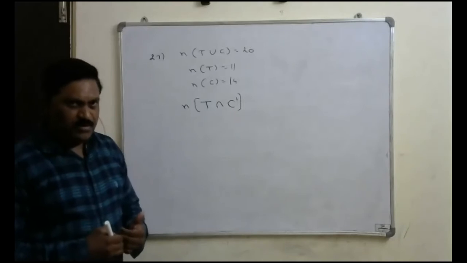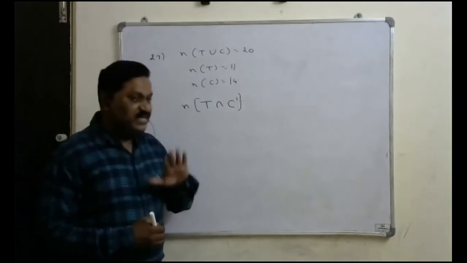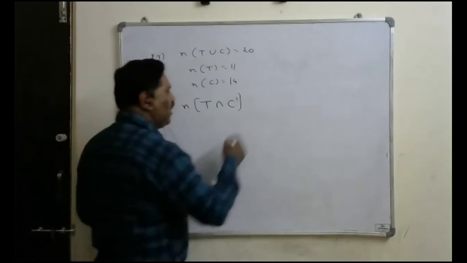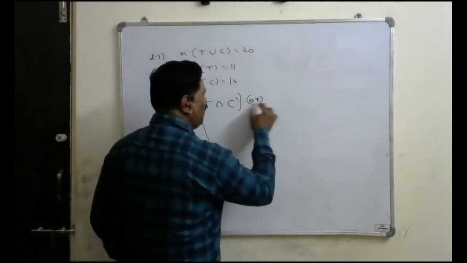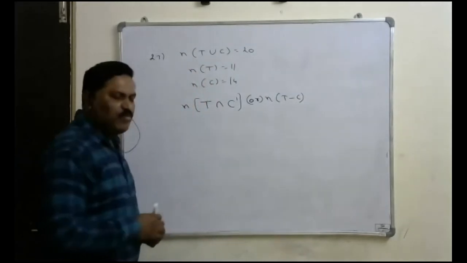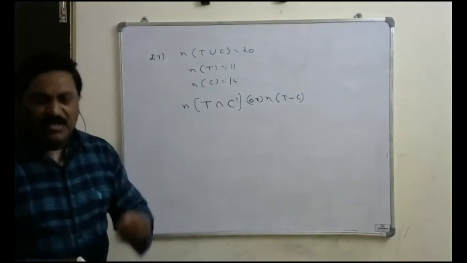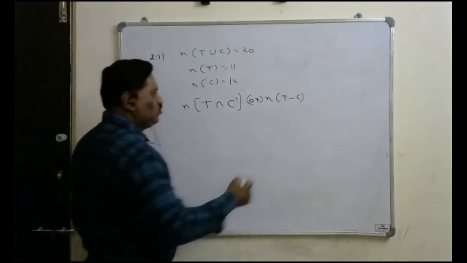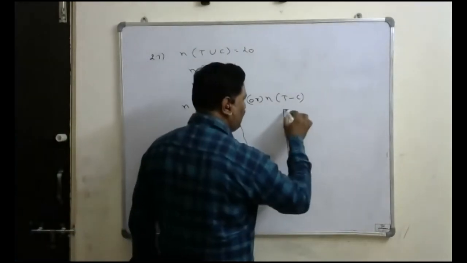So the number of people who like tea only but not coffee. You can also write it as n of T minus C. That is the number of people who like tea only but not coffee. Like that you can represent it through the Venn diagram.